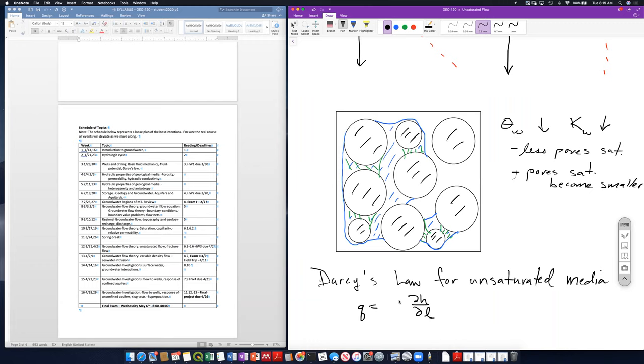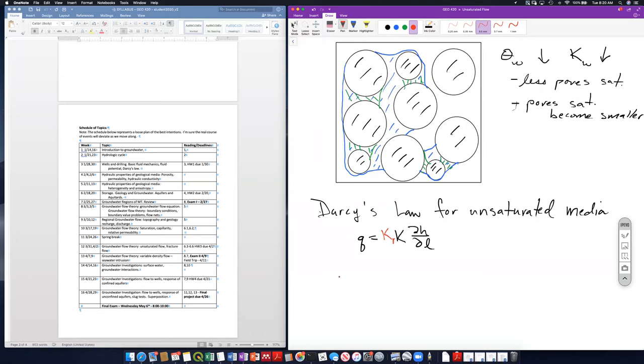All right, so for saturated flow, this was the hydraulic conductivity times the gradient. But here we're saying that our hydraulic conductivity is changing, depending upon how saturated we are. So we're going to do what we always do when we have something that changes: we're going to add in a fudge factor. And this fudge factor is K sub R. All right. And K sub R is called the relative conductivity.